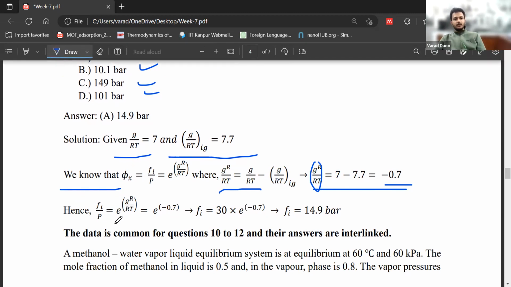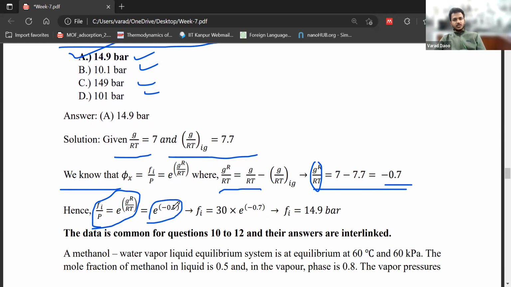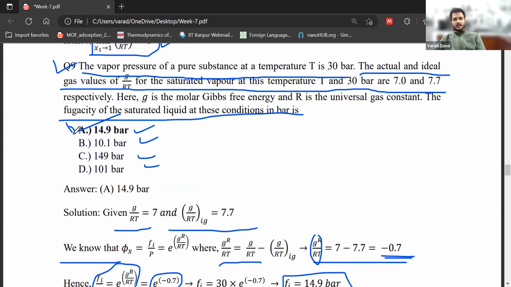Then we know this expression, we put the known values into it. G^R by RT we just calculated, and we rearrange this equation. It comes out that the fugacity is nothing but 30 into e to the power minus 0.7, which comes out to be 14.9 bar, right? Hence the correct answer is option A.